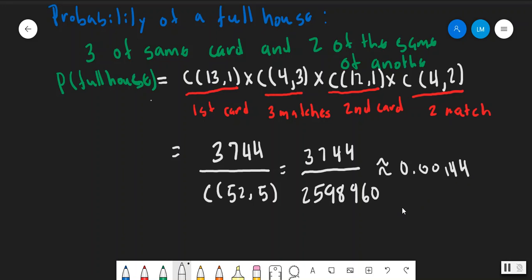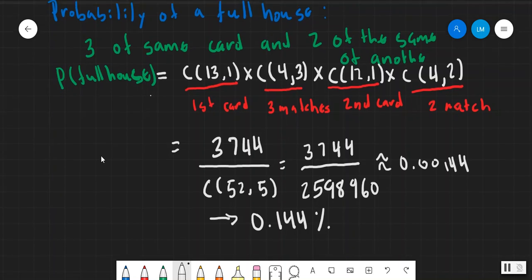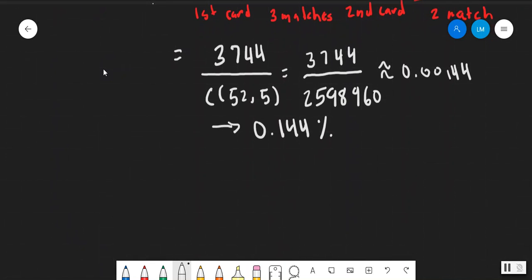Now, what that means is that essentially there's a very small chance of getting a full house. So that's going to be 0.144%. Okay, so that's going to answer the question as to what is the probability that you get a full house.